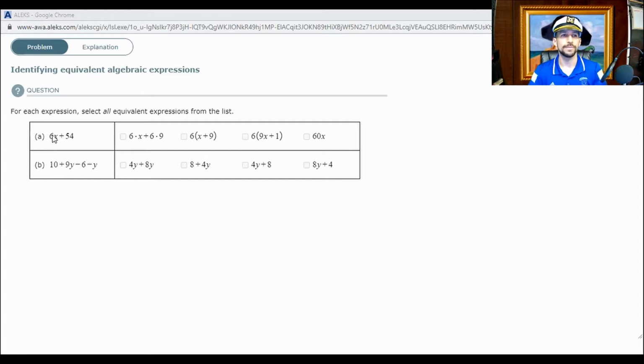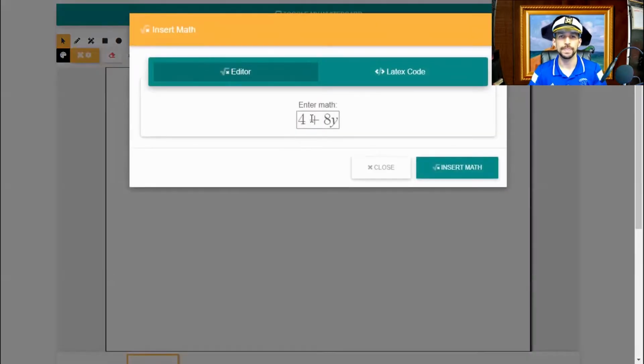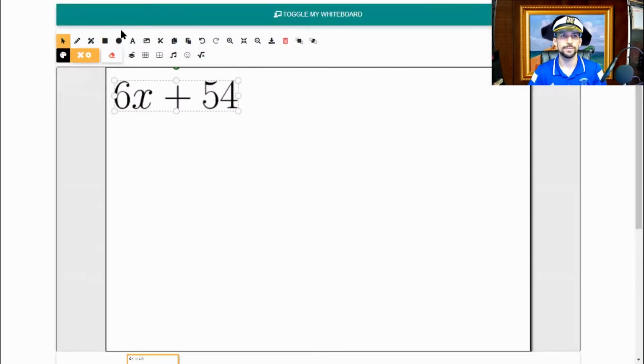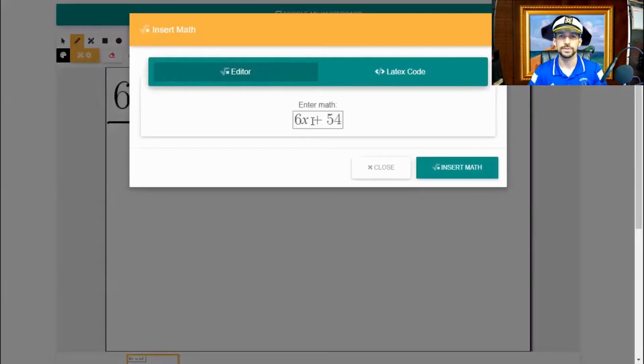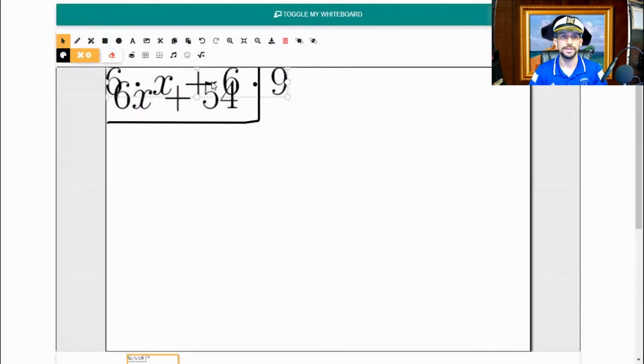So my first problem, I've been given an expression that's already simplified, and I have to compare it to some expressions that aren't so simplified. So let me go write this in Whiteboard. I'm going to use my equation editor. My first expression was 6x plus 54. This is already simplified, so I just need to compare it to any expressions that I was given. The first expression I was asked to compare this to was 6 times x plus 6 times 9. Go ahead and insert that.